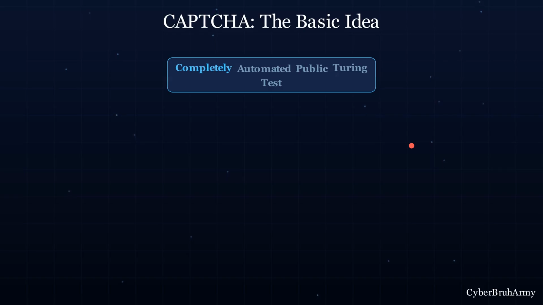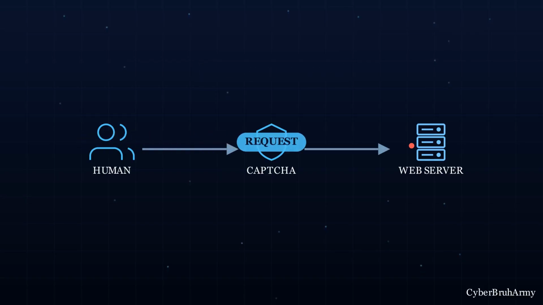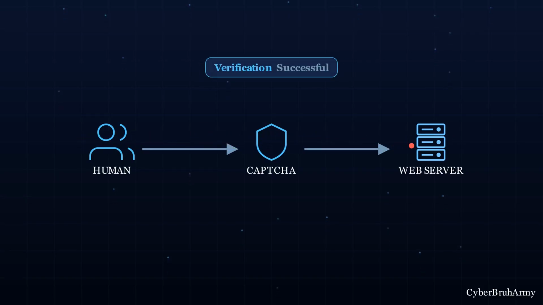CAPTCHA stands for Completely Automated Public Turing Test to tell computers and humans apart. The basic process is simple. A human reaches a website, the CAPTCHA evaluates the interaction, and successful verification allows the request to continue. When the system decides that the visitor is legitimate, the website can allow the requested action to continue.